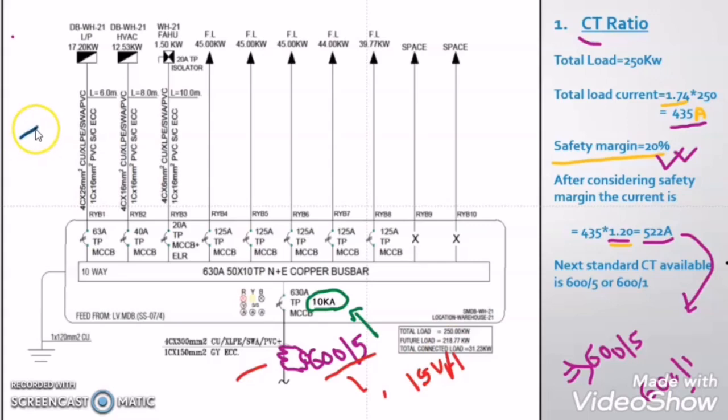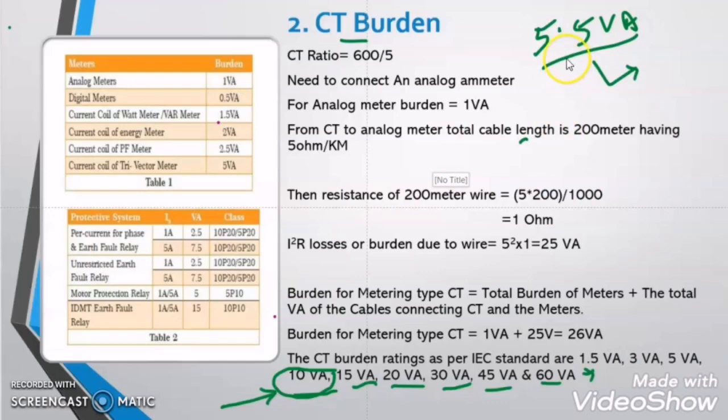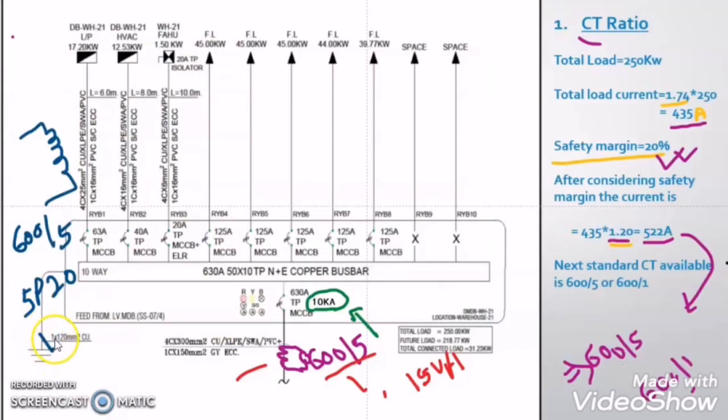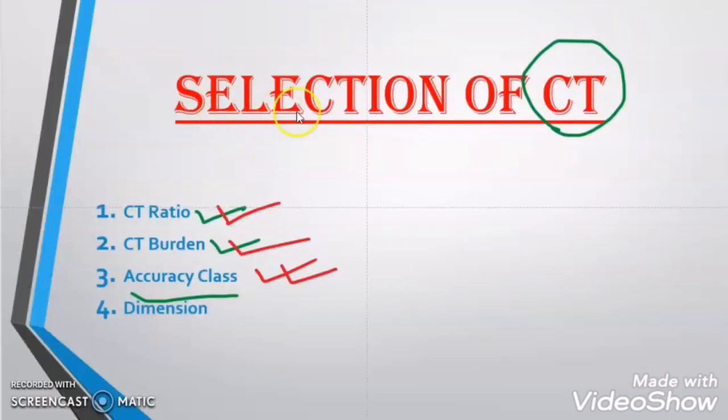Suppose I have one CT which is of protection type, then the CT ratio is 600 by 5, the accuracy class is 5P20, and the CT burden is how much? We calculated 5.5. So we will go for the nearest higher standard value, that is 10 VA. So we can say 10 VA. I hope you clearly understand how to select a correct CT by calculating the CT ratio, CT burden and the accuracy class.